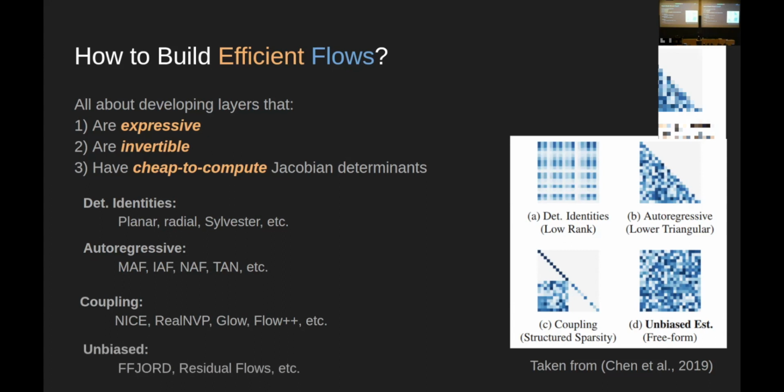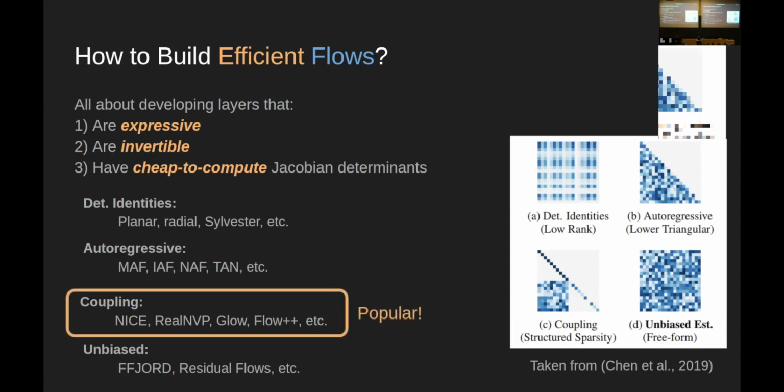And then there's the final category. In the paper here, they called it unbiased. So that's the residual flows paper. They can have a dense Jacobian and then have an unbiased stochastic estimate of it. And in FFJORD, it's continuous time. It's a continuous time flow. So there they actually also can work with dense Jacobians, and you don't have to compute the determinant there. We'll also get back to this. But first, let's look at coupling flows.